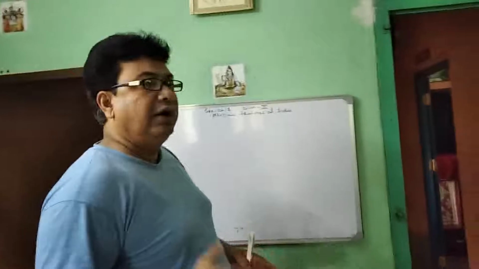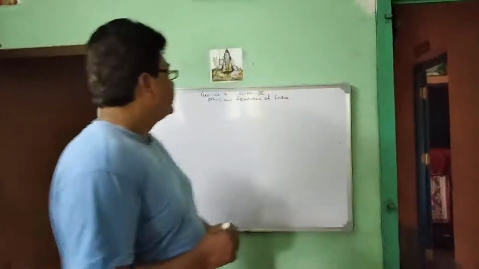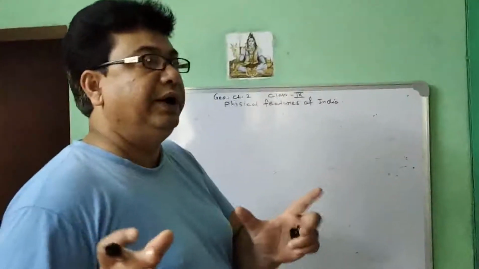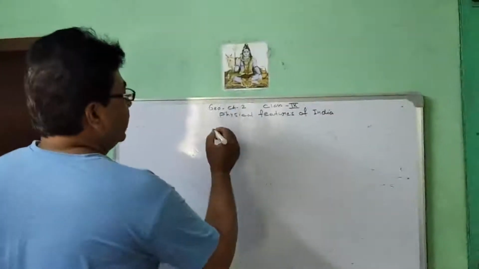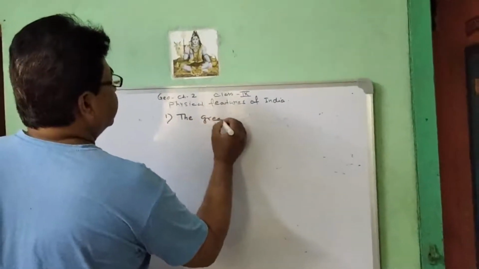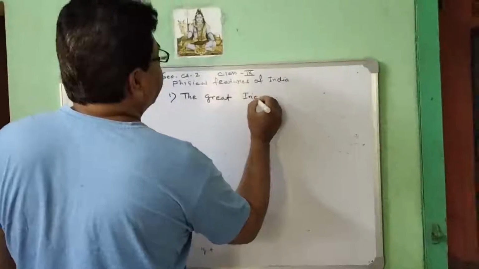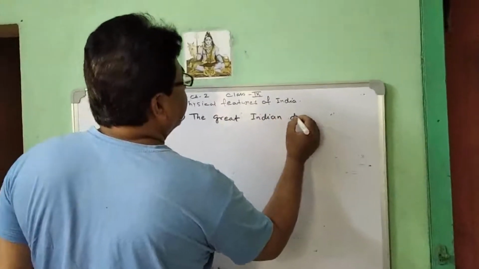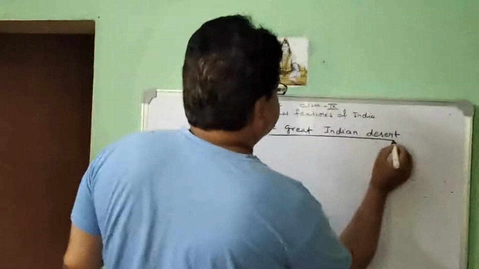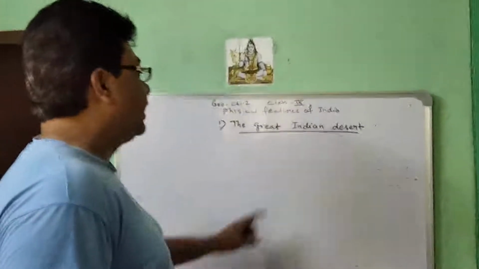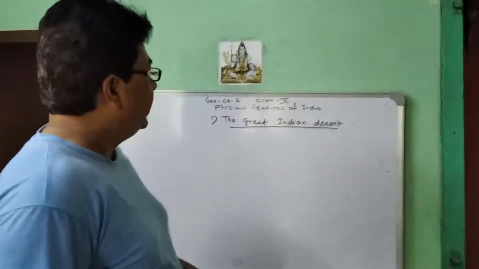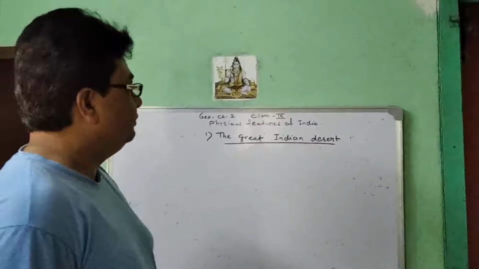And now we start another feature of the physical divisions of India, the Great Indian Desert. The Great Indian Desert is located in the western part of the country.